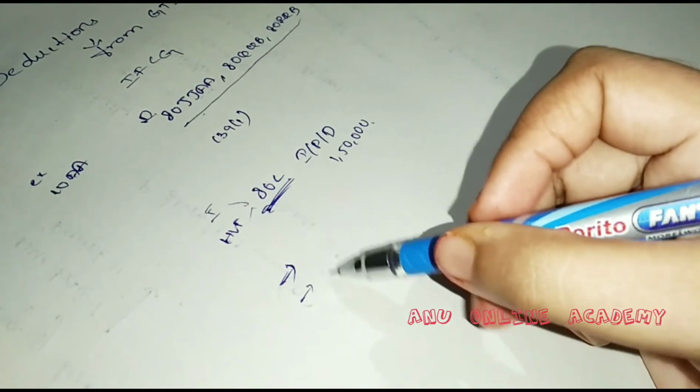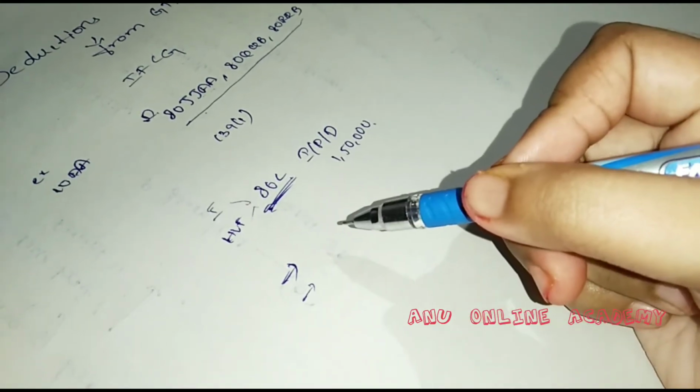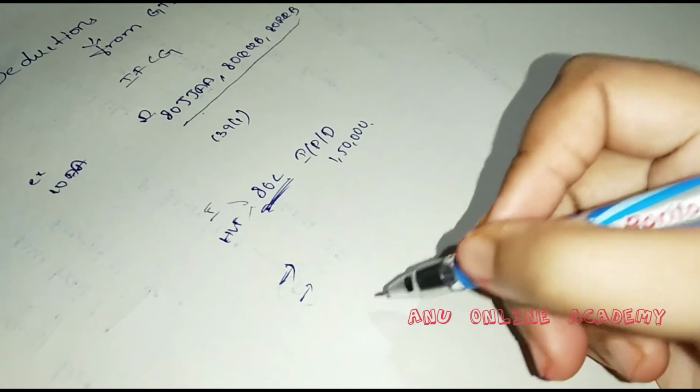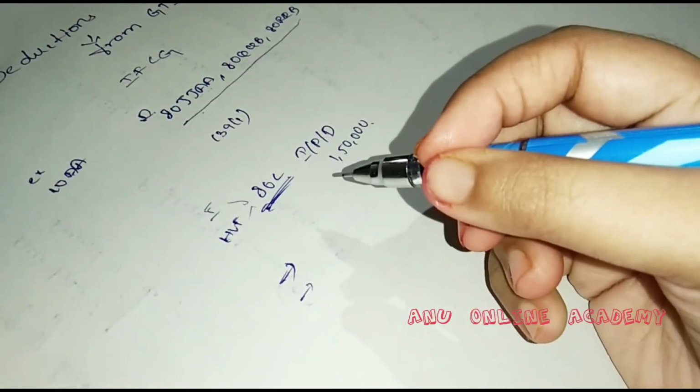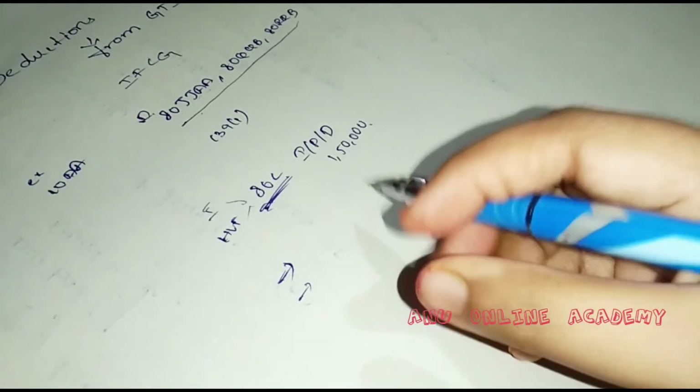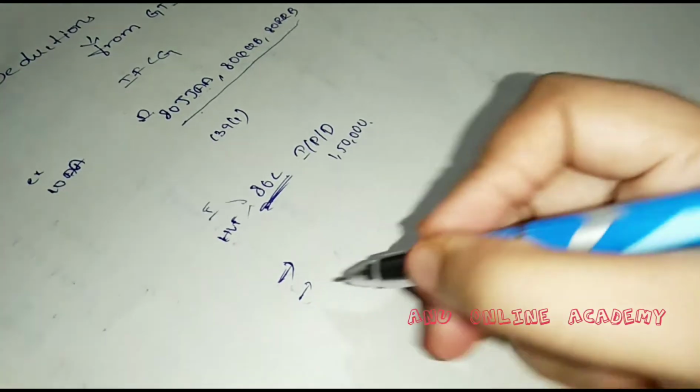That means unit linked insurance plan, and next pension scheme, equity linked savings scheme. And see the next, repayment of principal amount of loan for the purchase of house property or construction of house property, and such house property should be a let out house property.